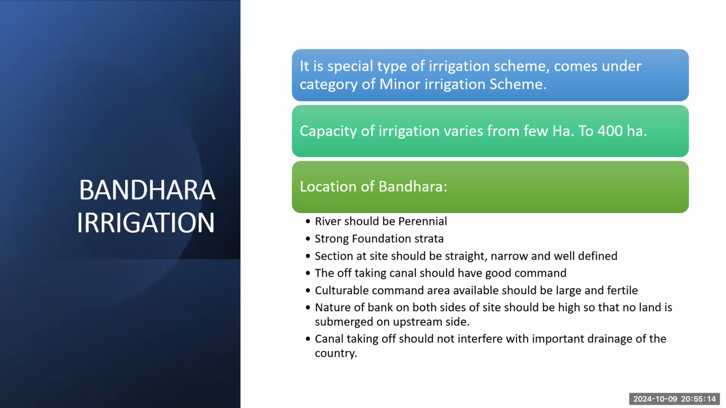Okay, it should be a farmland. It should be large and it should be fertile. Means it should have a good fertile value so that more yield can be taken from such a land.